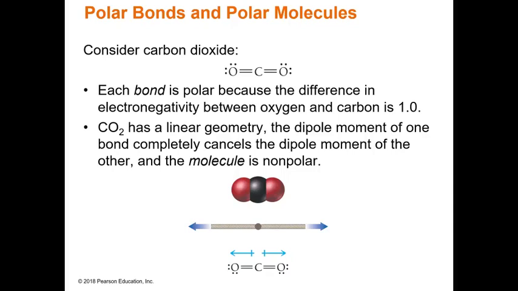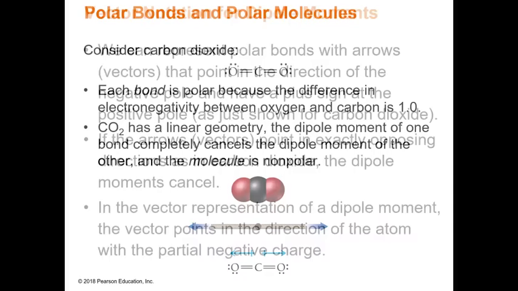Let's look at CO2. Each CO double bond is polar due to an electronegativity difference of about 1.0. But CO2 is linear, so the dipoles point in opposite directions and cancel each other out. The result?